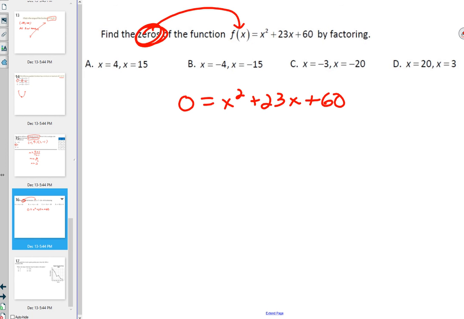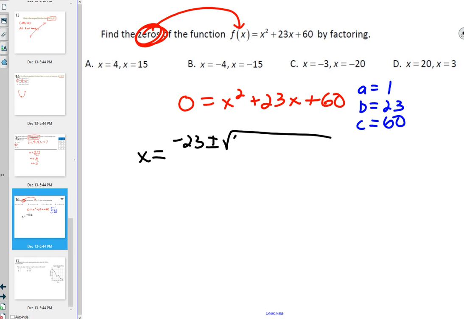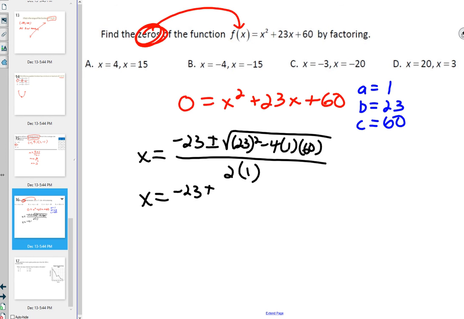This can be solved by factoring. But shout out to my homie Ferris, I'm going to do this with the quadratic formula just for him. X is equal to, if B is 23, what's negative B? Negative 23 plus or minus the square root of 23 squared. Jay, get ready with that calculator. Minus 4 times 1 times 60, over 2 times 1. X is equal to negative 23 plus or minus the square root of 23 squared.